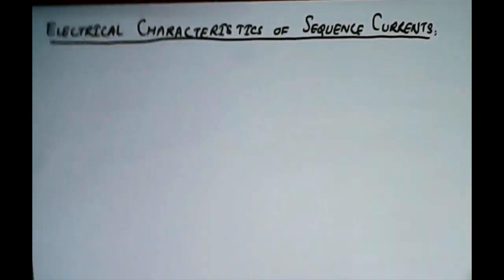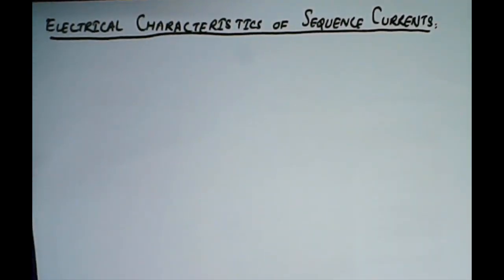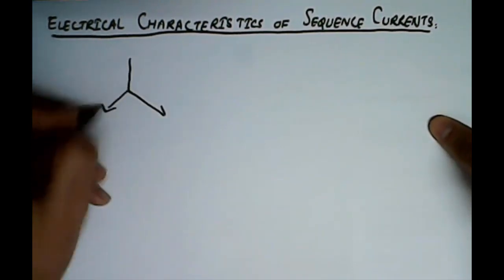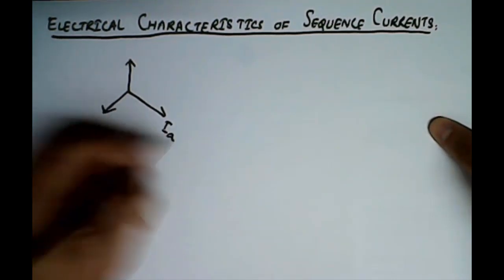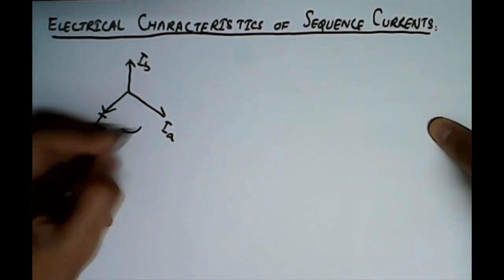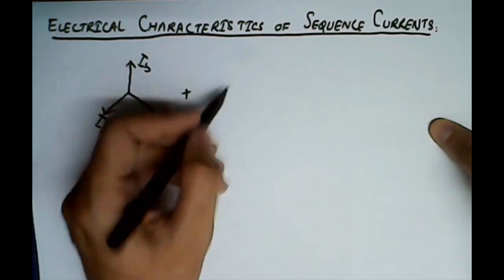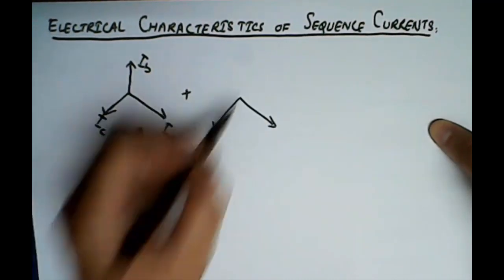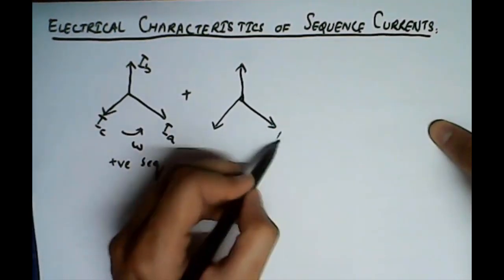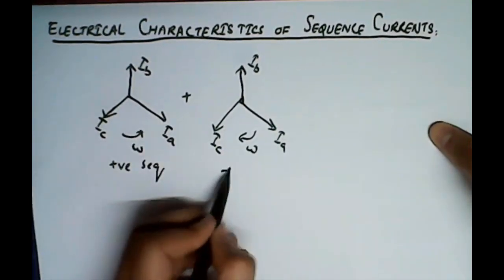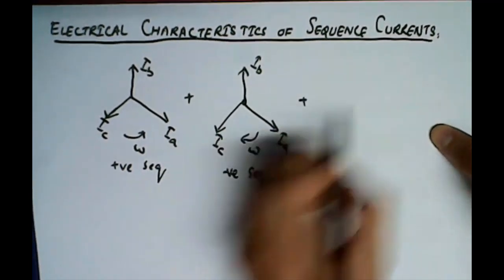Now we know this thing, that electrical unbalanced currents can be converted into positive, negative and zero sequence currents. This we have already discussed, and these are the, let's say, IA, IB, IC positive sequence currents, right? Plus this is positive sequence, and then we have IA, IC and IB, and these are the negative sequence. And then finally we have the zero sequence, right?